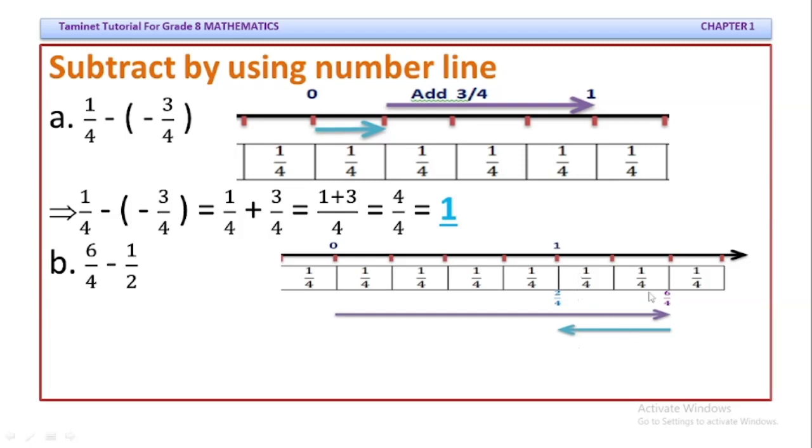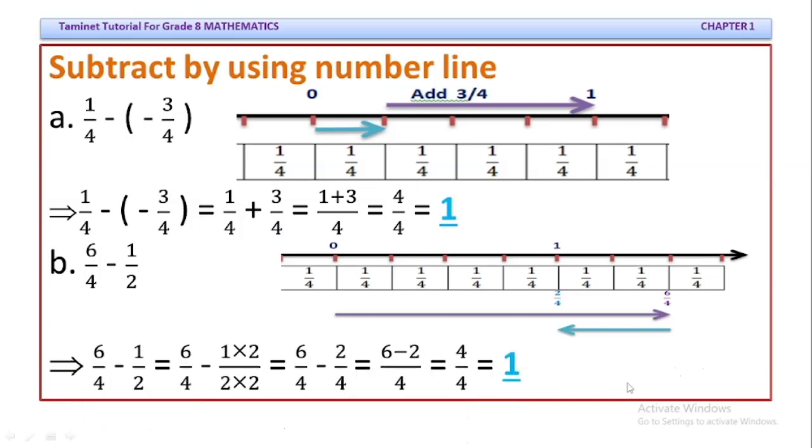The sum of 1 over 4 and 1 over 4 determines 1 over 2. 2 over 4 means 1 over 2. So finally the answer is here. It is 1. You see, the answer is 1. This means 2 over 4 is half. So the answer is 1, like calculating by using our rule. This is the way to determine the result by using a number line, and this is the way to determine it by using the rules.